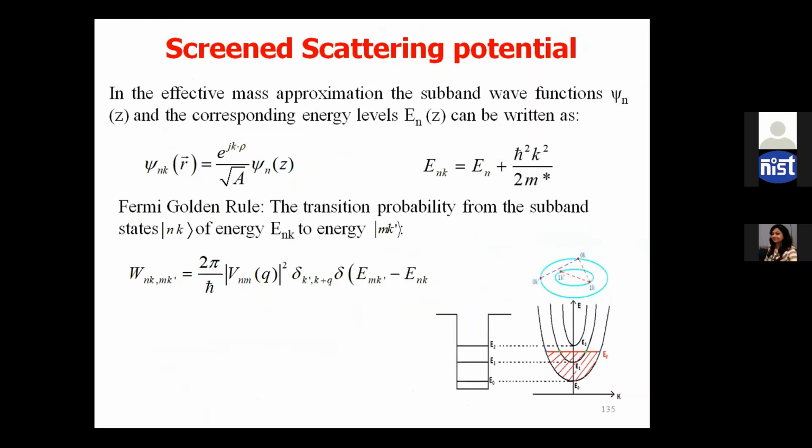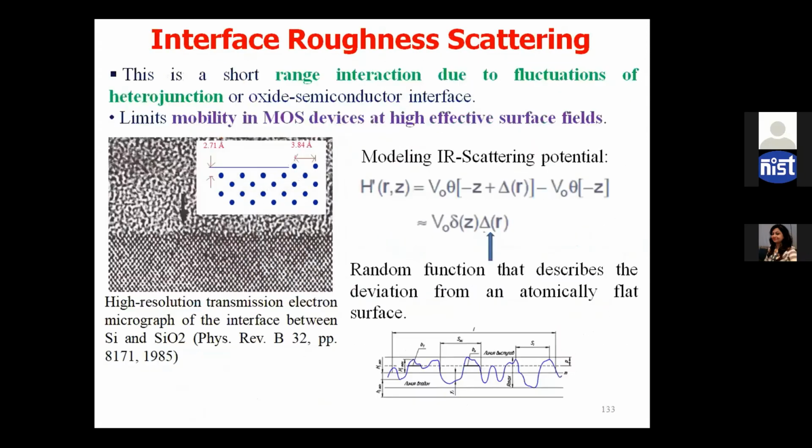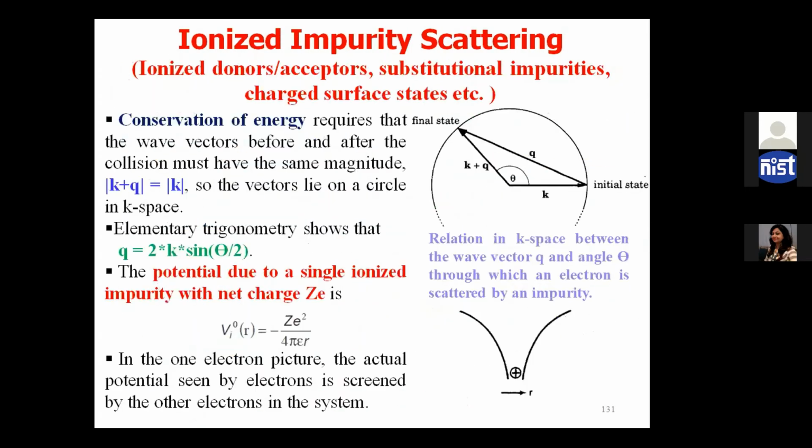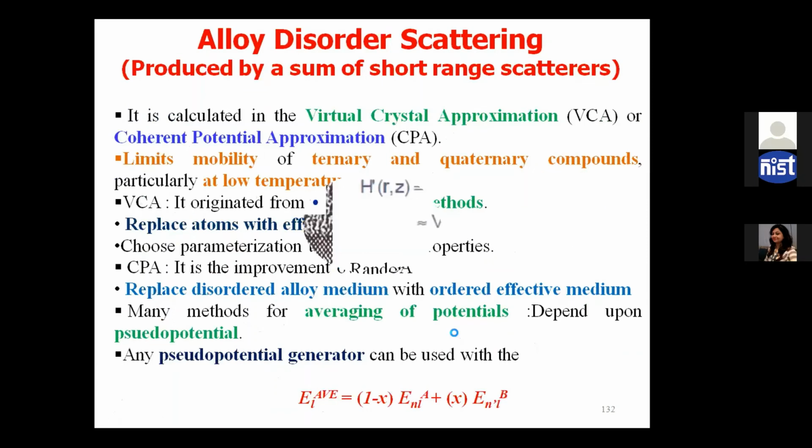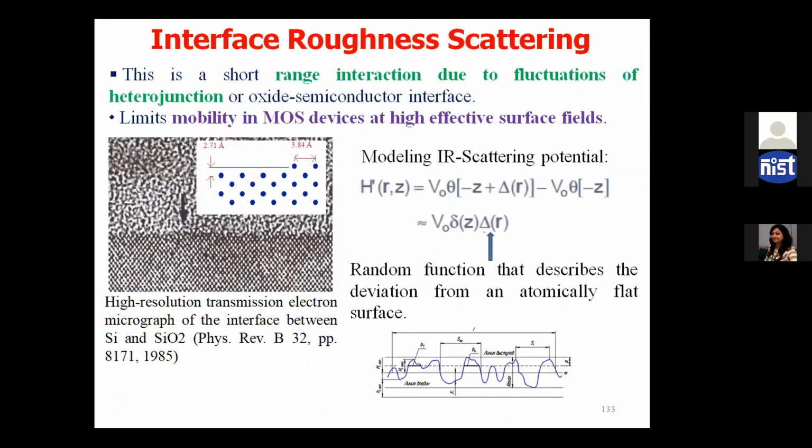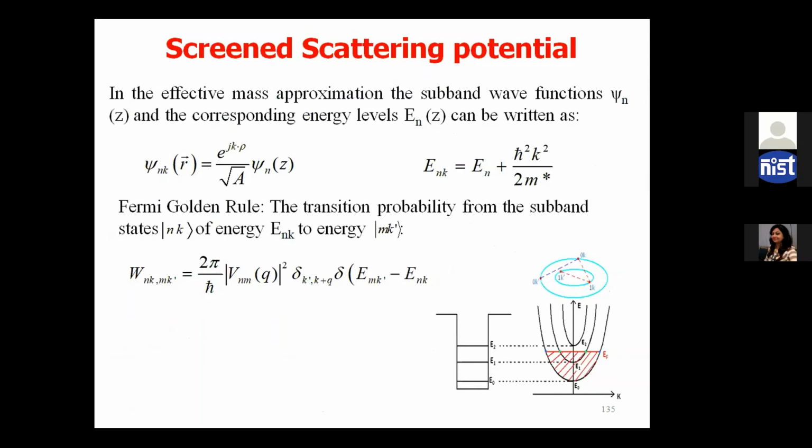As I explained earlier regarding screening, when one electron interacts with heavy ions, positive ions, or an impurity, there is a chance that the other electrons surrounding it may be screened. That screening phenomenon depends upon the material, that is, the dielectric constant of the material. For different materials, the screening is different.